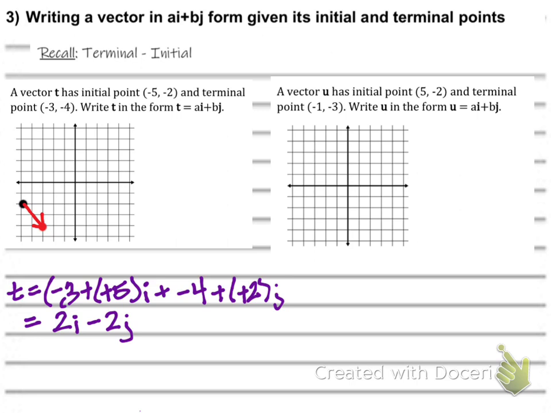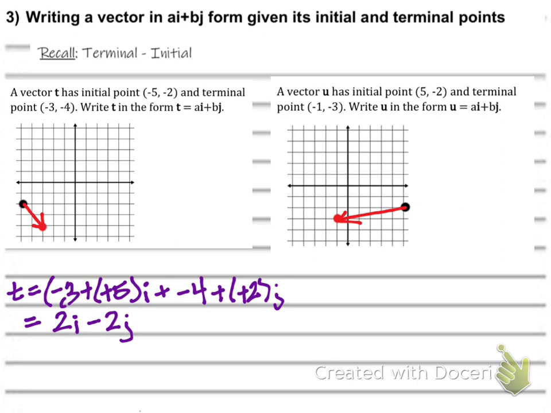Again, if we went the other direction, if we did initial minus terminal, it would mean that vector was going up, right? So that's why that's important. Same thing on the next one here. We start at 5, -2, and we end at -1, -3.